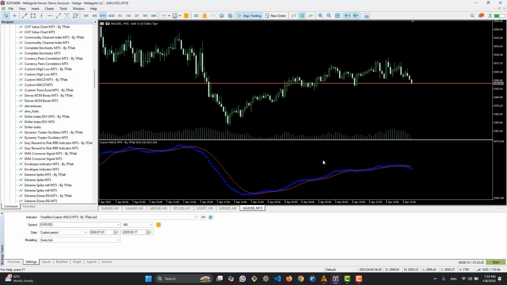This indicator is an improved version of the MACD indicator, which displays the main MACD line in blue and yellow and the signal line in red. We can use this indicator in such a way that when a crossover occurs between the main line and the signal line, we consider an upward crossover as a buy signal and a downward crossover as a sell signal.